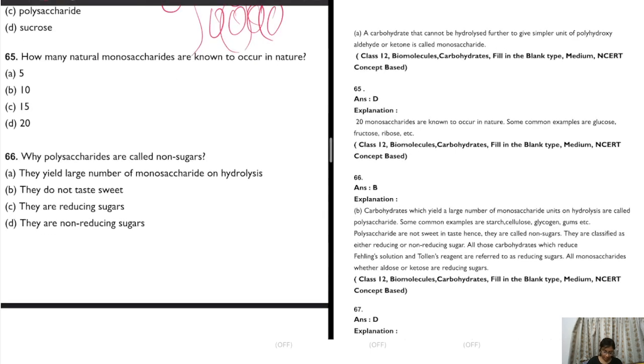How many natural monosaccharides are known to occur? This you have to know. This is just written in NCERT and the answer is 20. And some examples of monosaccharides we know: glucose is there, we have fructose, ribose, and etc.